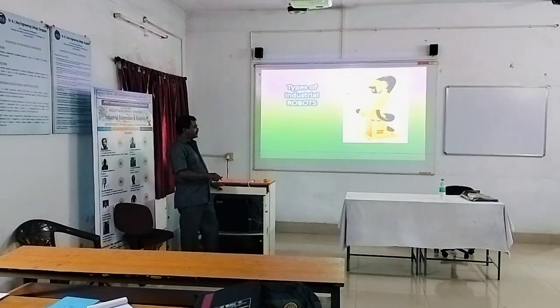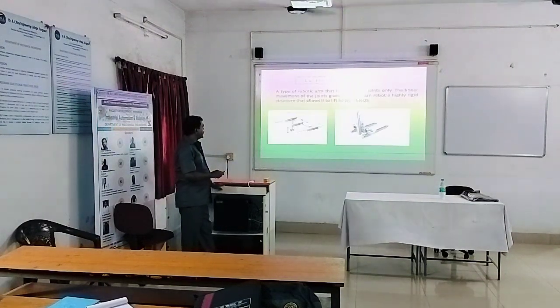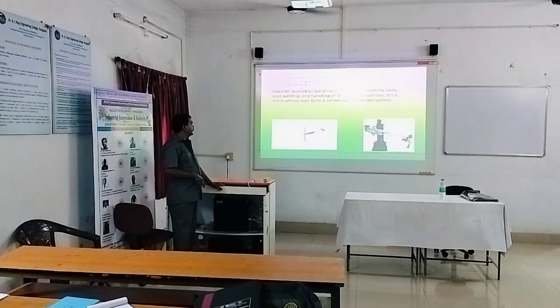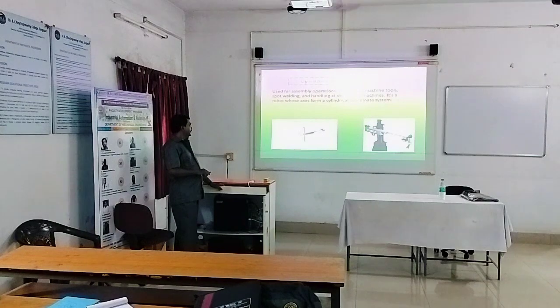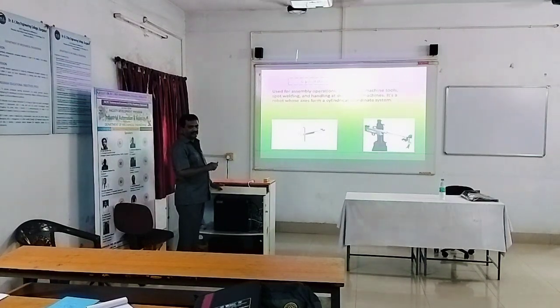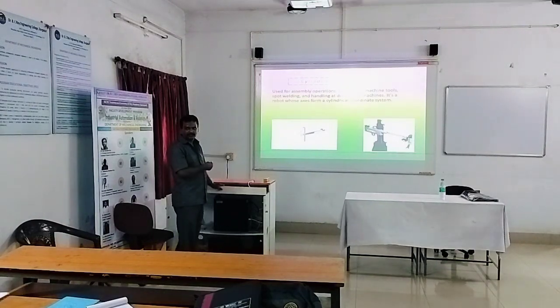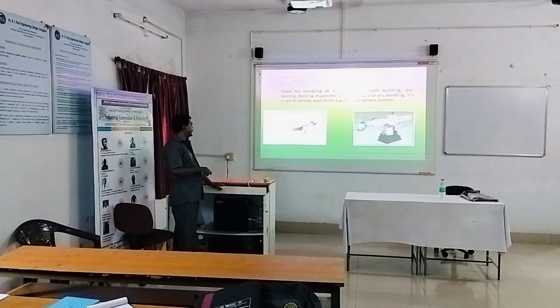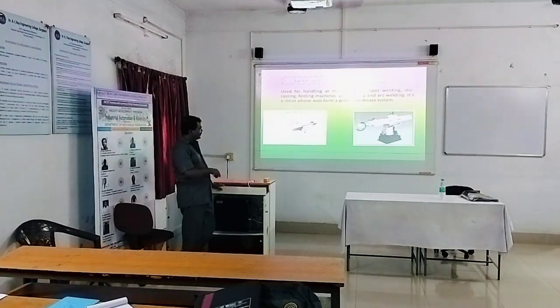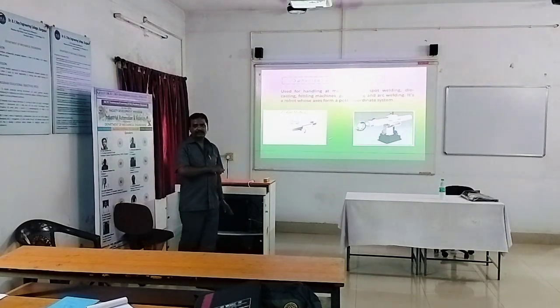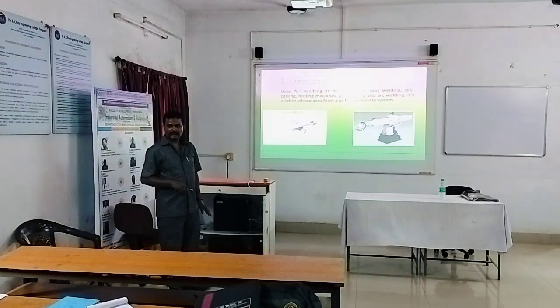So types of industrial robots. Industrial robots are Cartesian type, where all are translation of motion. Then cylindrical: two motions are translation, one is rotation. That is cylindrical. Then spherical means three motions: two rotation and one translation. That is spherical.